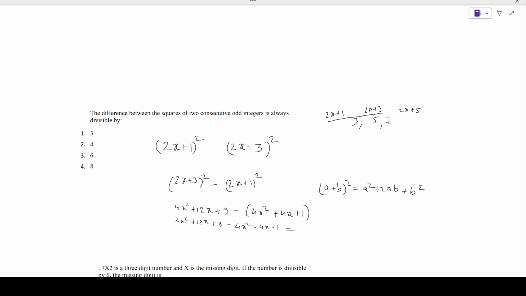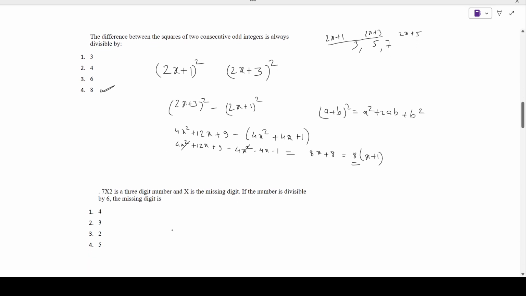Here 4x square minus 4x square gets cancelled. 12x minus 4x gives 8x, plus 9 minus 1, which is plus 8. Taking 8 common, we get 8 times (x plus 1). So the number will always be divisible by 8. So the correct answer is option number 4, 8.